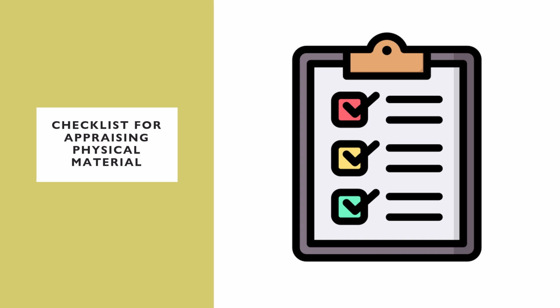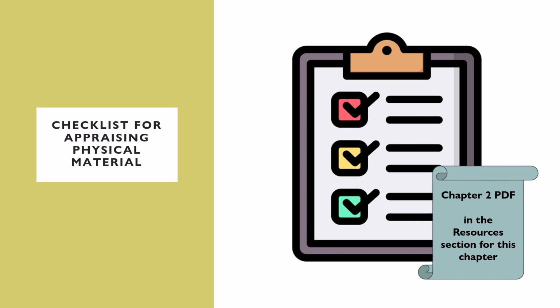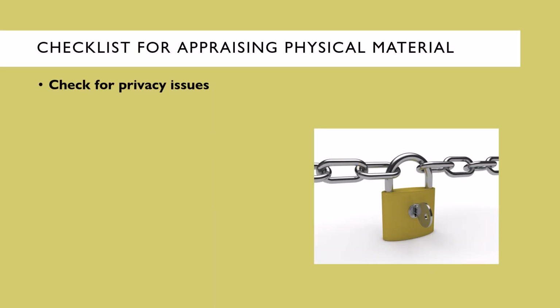So let's start with a checklist of what you can do to appraise various kinds of physical items. You can find this checklist in the Chapter 2 PDF. Keep an eye out for anything that may feel like it's treading on personal privacy. Pictures or video that might be embarrassing to someone else should be treated carefully and not made public.